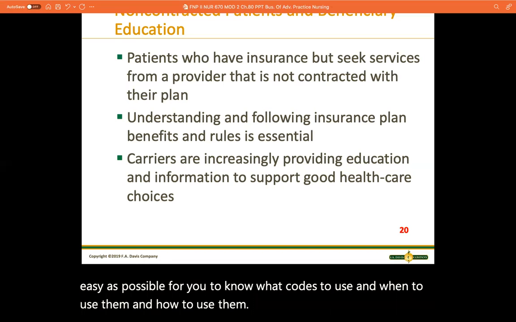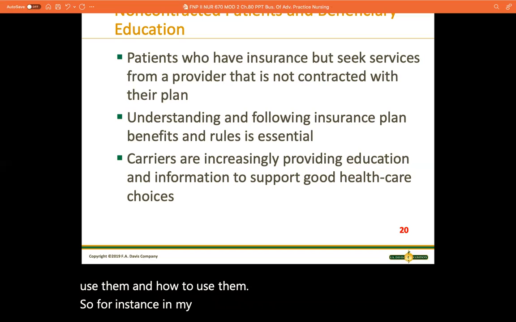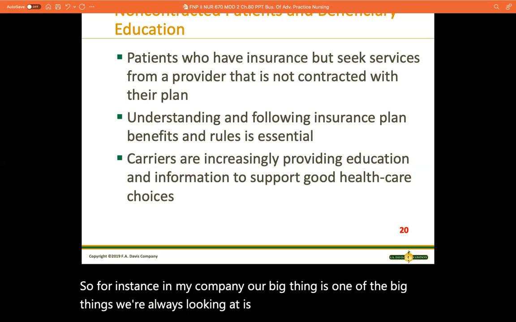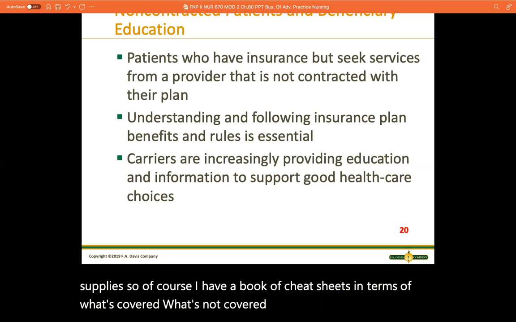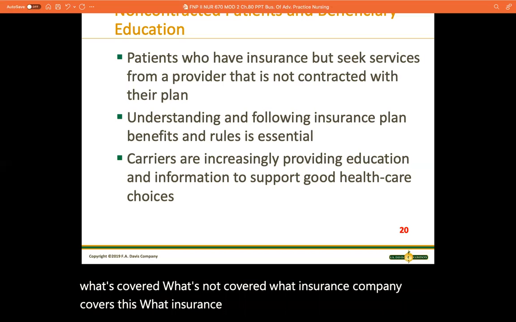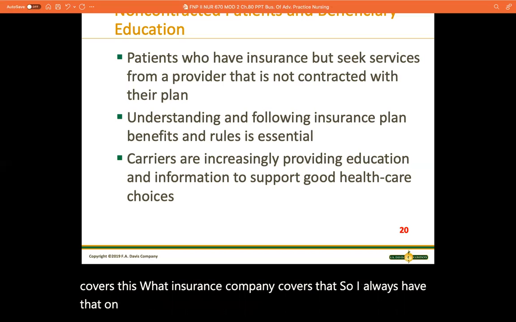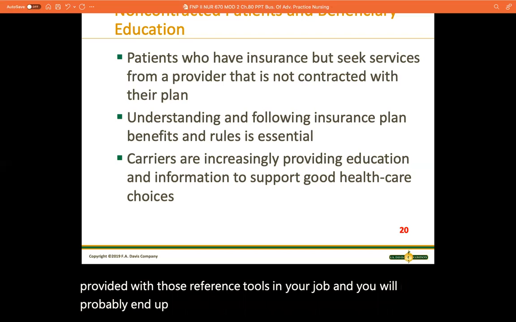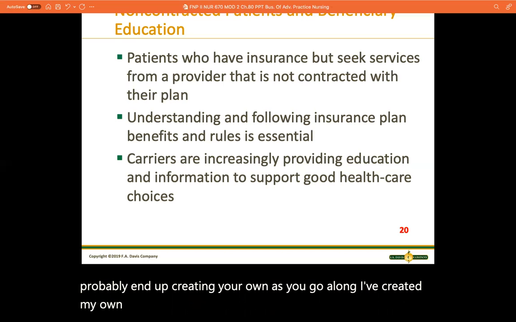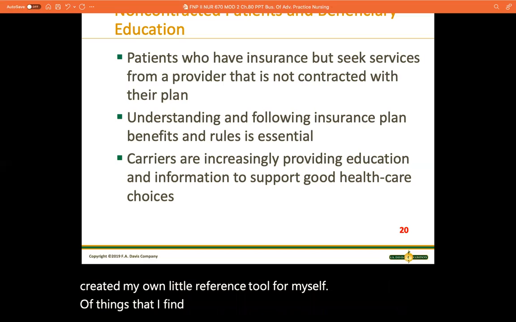So for instance, in my company, one of the big things we're always looking at is cost, of course, in our wound care supplies. So of course, I have a book of cheat sheets in terms of what's covered, what's not covered, what insurance company covers this, what insurance company covers that. So I always have that on me, so I have a quick reference tool. You will most likely be provided with those reference tools in your job, and you will probably end up creating your own as you go along. I've created my own little reference tool for myself of things that I find I'm constantly referencing or using in my day-to-day practice.